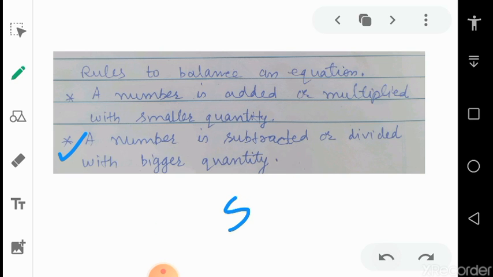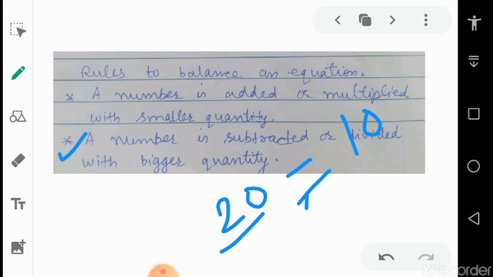For example, if we have 20 and 10. Now, if we want to divide a number and both sides should be equal in this way, obviously 20 is divided by 2. Now, we divide the left hand side by 2. Both sides are now equal. Hence, we can say if we are subtracting or dividing, do these operations on the bigger number side. In this case, we are making both the sides equal or balanced.